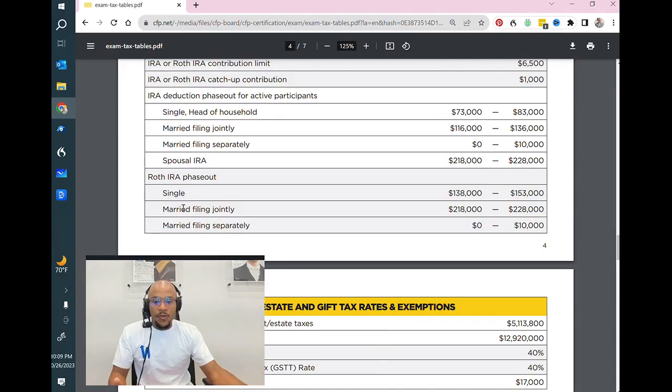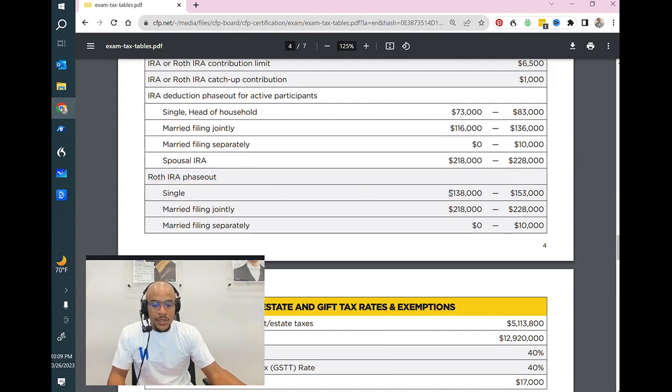Let's first start with a Roth IRA. And what you're looking at on screen, if you're following along with us, are the tax tables from the Certified Financial Planner exam. And what you're looking at on screen is a phrase that says Roth IRA phase out. This is the amount of money where if you earn more than these amounts, you cannot contribute to a Roth IRA. Now, we have a person who earns $300,000.